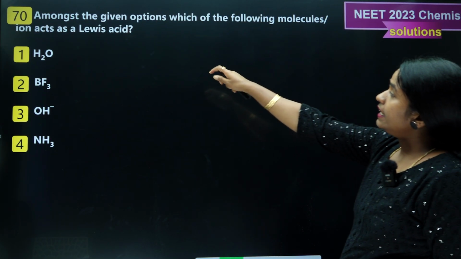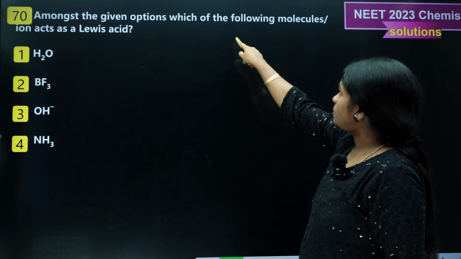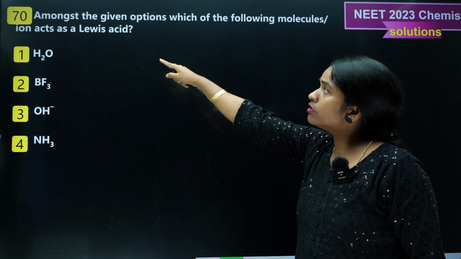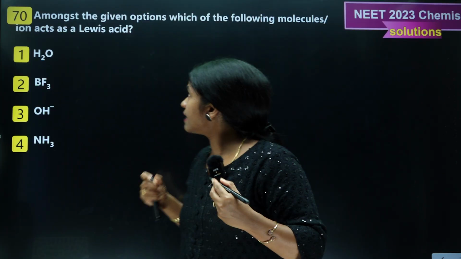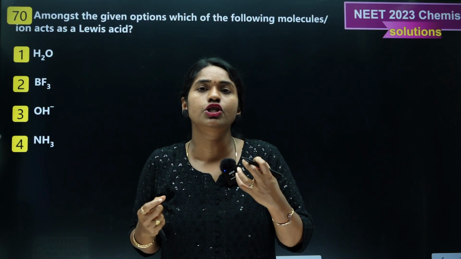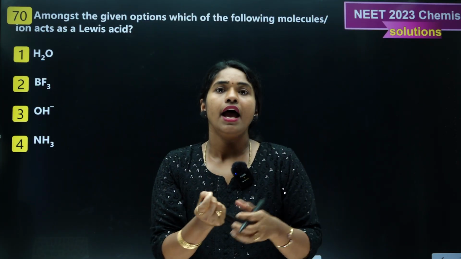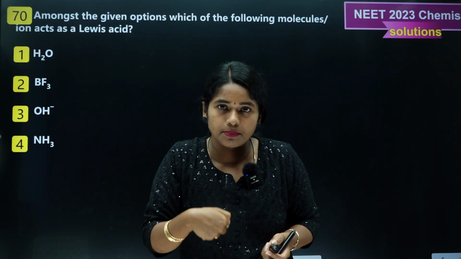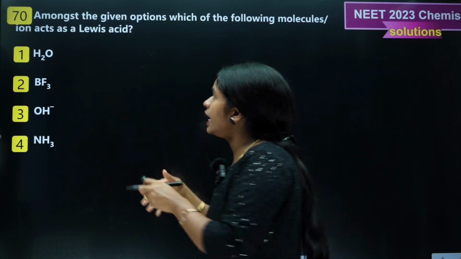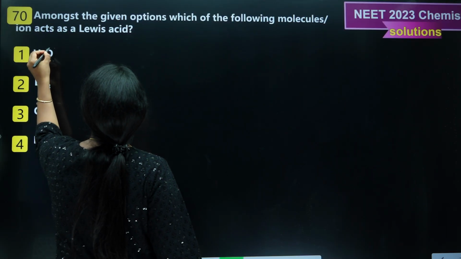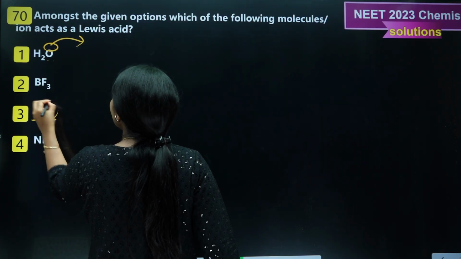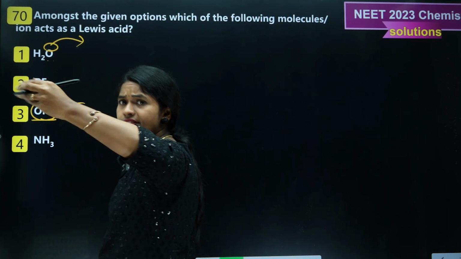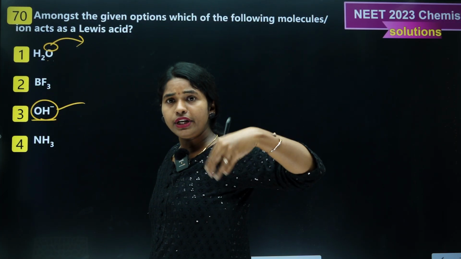Question number 70. Amongst the given options, which of the following molecules or ions acts as a Lewis acid? What do you mean by Lewis acid? A Lewis acid is one which is ready to accept; it is a lone pair acceptor. So here, water has a lone pair, so it acts as a Lewis base. OH minus is a nucleophile. It donates its negative charge, so it is a Lewis base.